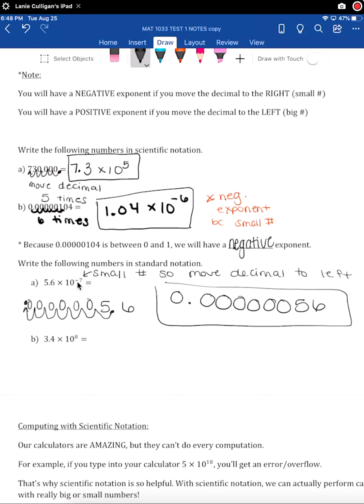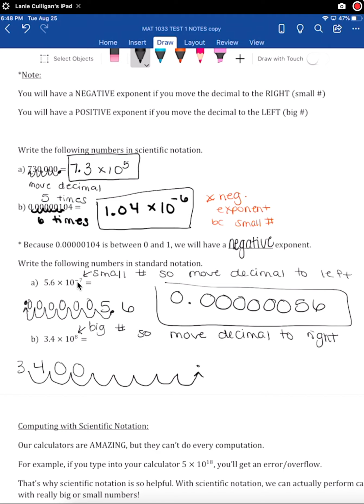Next one, 3.4 times 10 to the 8th power. Now this is a positive number, positive exponent. So I'm going to have a really big number. So in order to make a really big number, I'll move my decimal to the right. So 3.4, moving it to the right. 1, 2, 3, 4, 5, 6, 7, 8. So there's my decimal at the end, filling in all of my gaps with zeros.